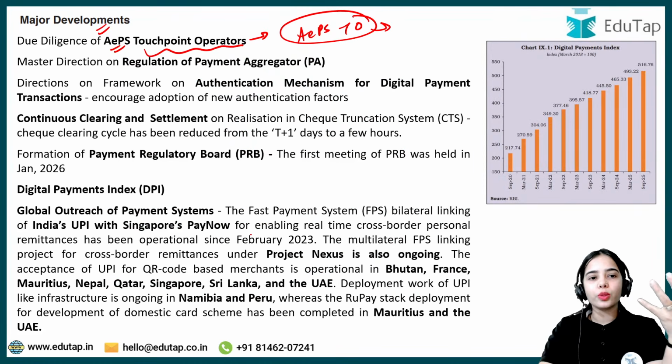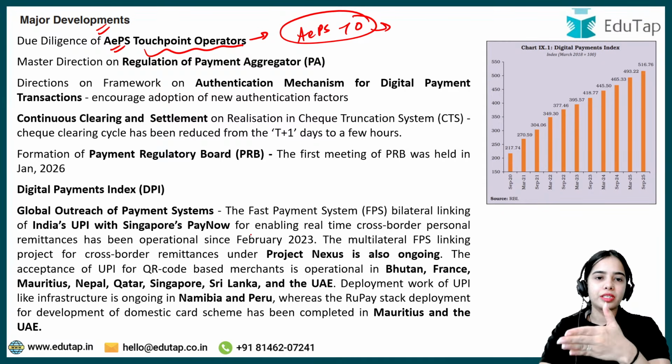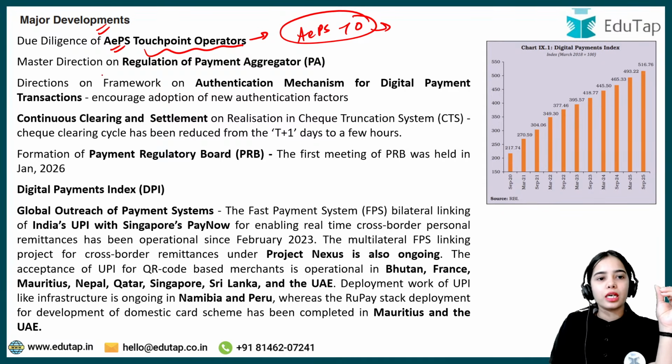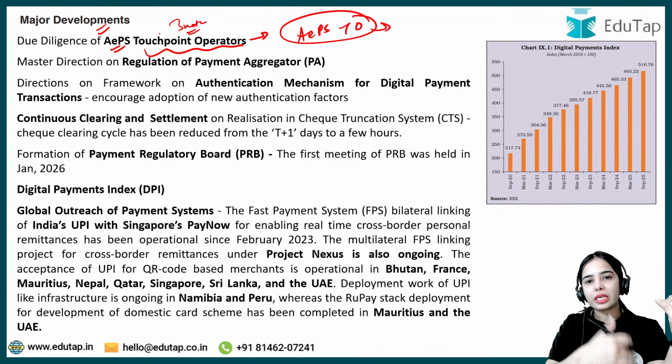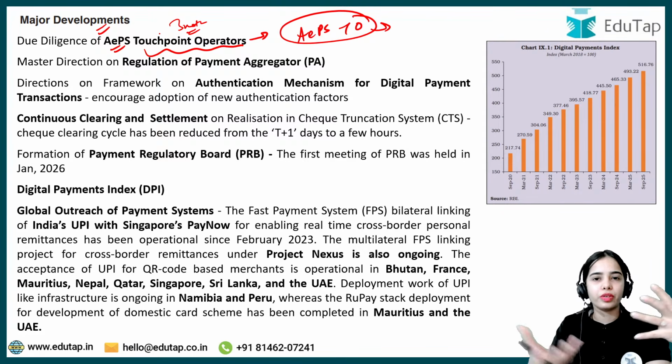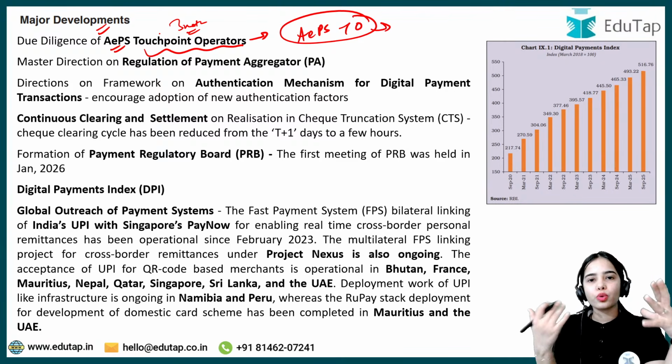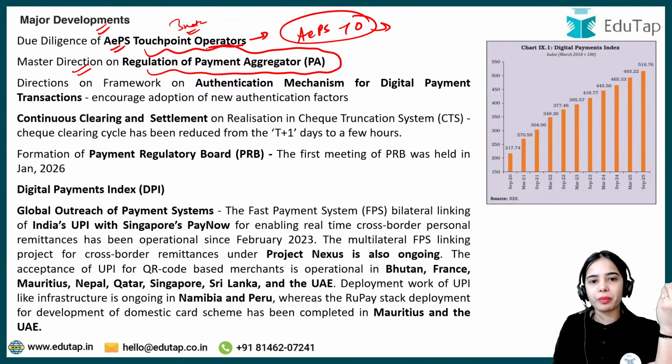Now, it was said that due diligence should be done for Aadhaar enabled payment system touchpoint operators. Within 3 months, I think it was said that if the touchpoint operator has not been doing transactions in the previous period, like the previous 3 months, then the due diligence should happen again. Next, the master direction on regulation of payment aggregators.